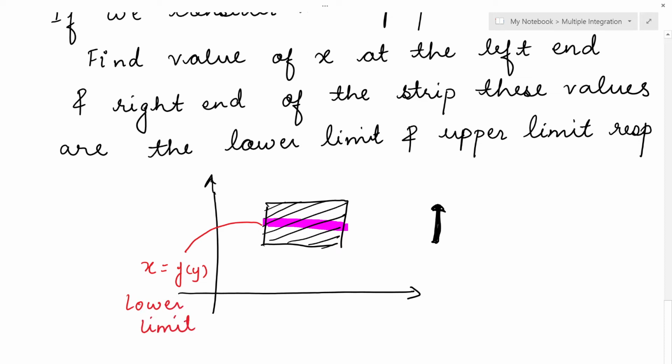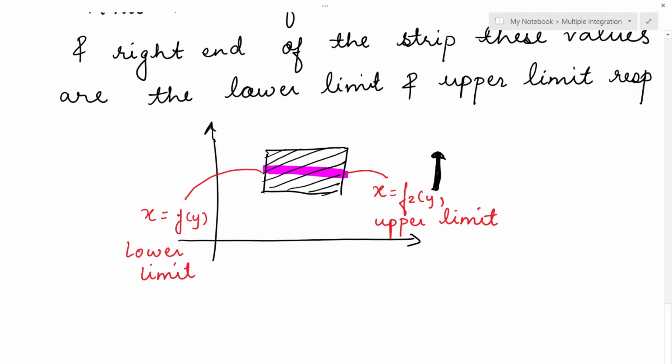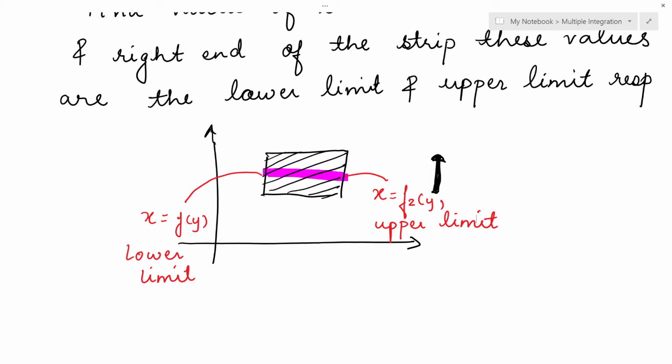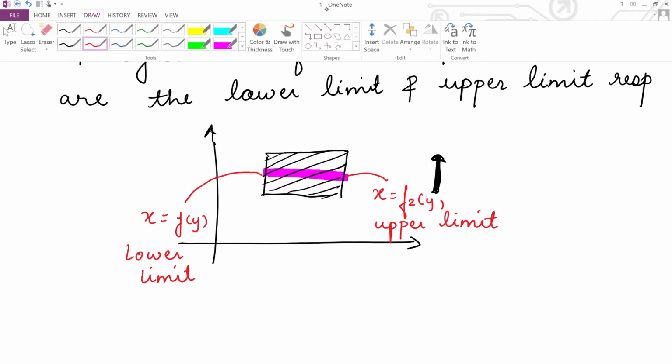And then here you find the value of x. Again, that will be in terms of y. This will be your upper limit. So what we are doing in this case, these are the innermost limits. These are the inner limits. So in this case, the strip where it touches the left hand corner is your lower limit. And the strip where it touches the right hand corner is your upper limit. Right? These are your inner limits.